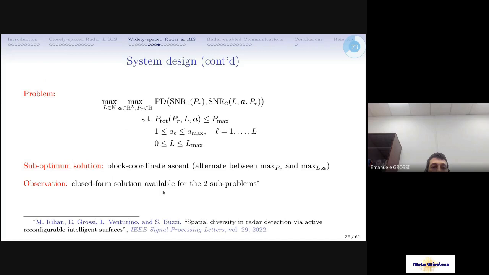And unfortunately, the problem is quite complex, but a suboptimal solution can actually be found if we resort to the block coordinate descent method. In this case, we alternate between two maximizations. We maximize over the radar power PR with the amplification factor of the RIS and the number of RIS elements kept fixed. And then we maximize over these two terms, L and A, when the power of the radar side is kept fixed. And for these two sub-problems, fortunately, we have a closed-form solution.